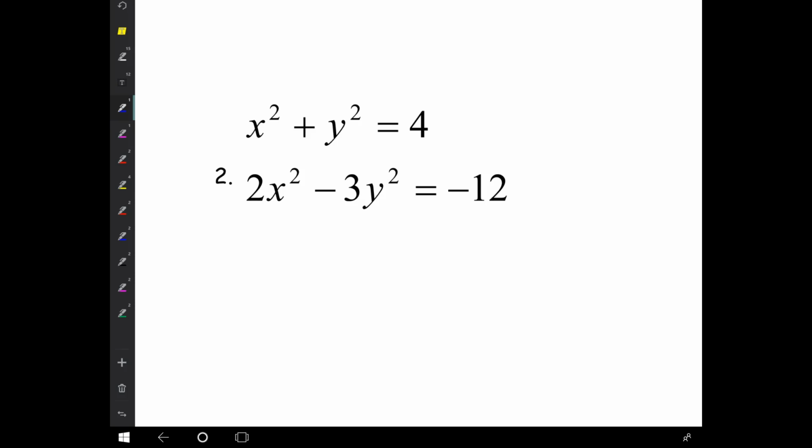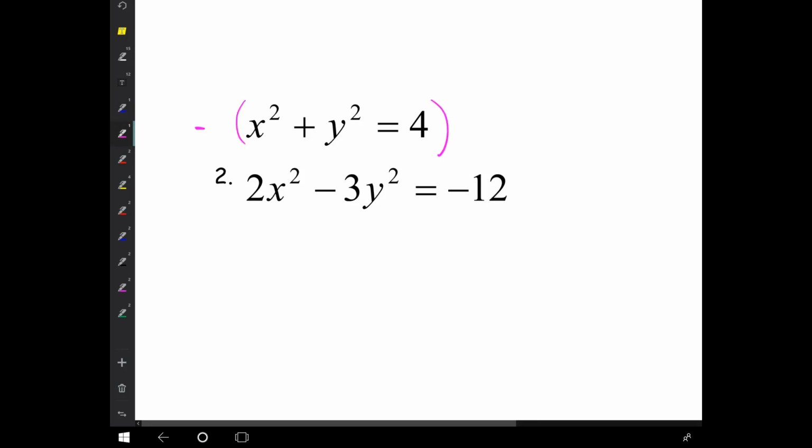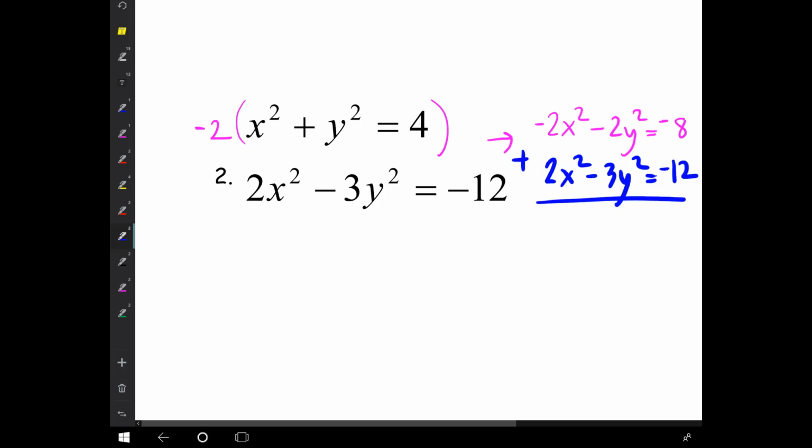Okay, let's do x. What would I multiply the top equation by to eliminate x? Negative 2. So that would give me negative 2x squared minus 2y squared is equal to negative 8, and the bottom equation would be the same. Remember, with elimination, make sure that you always add straight down. So the x's do eliminate, and I have negative 5y squared is equal to negative 20.